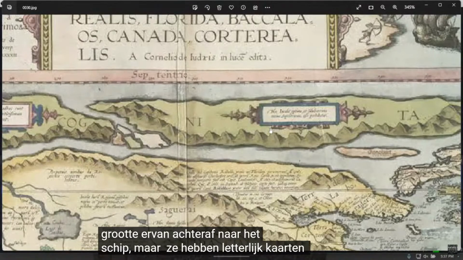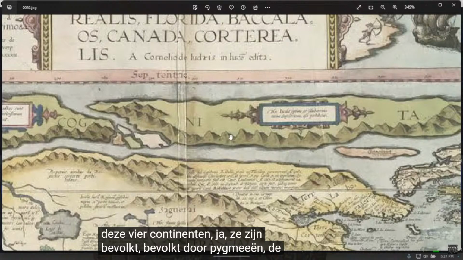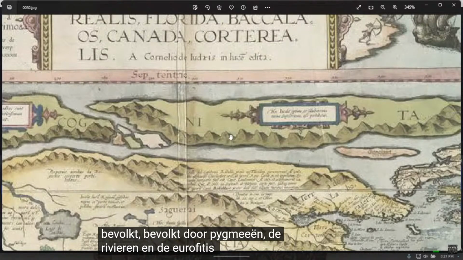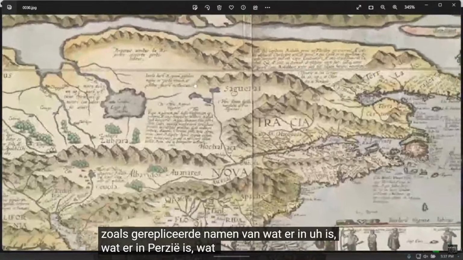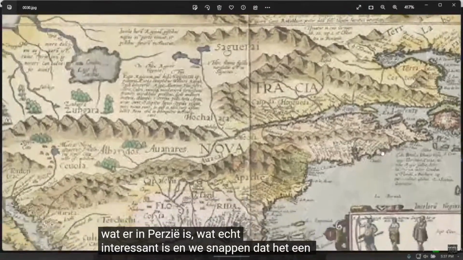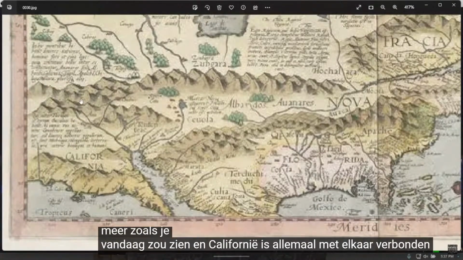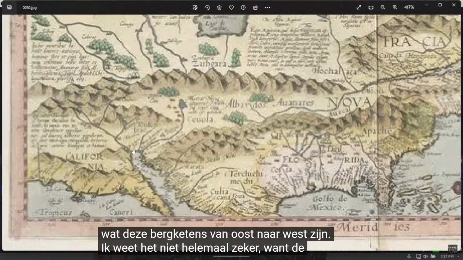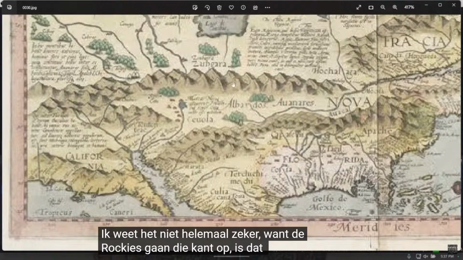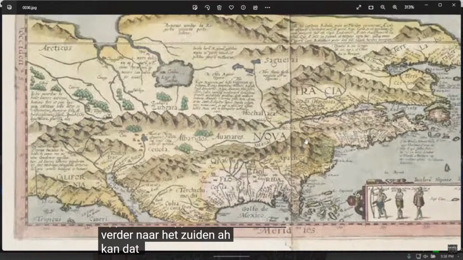But they've literally got maps of these 4 continents. Yeah, they're populated. One's populated by pygmies. The rivers, the Euphrates and the Tigris, replicate the names of what's in Persia, which is really interesting. And as you get down, it's getting a little bit more like what you'd see today. And California's all connected. What these east to west mountain ranges are, I'm not quite sure, because the Rockies go up that way. Is that the Appalachians? No, that's further south. Oh, can't work that out.